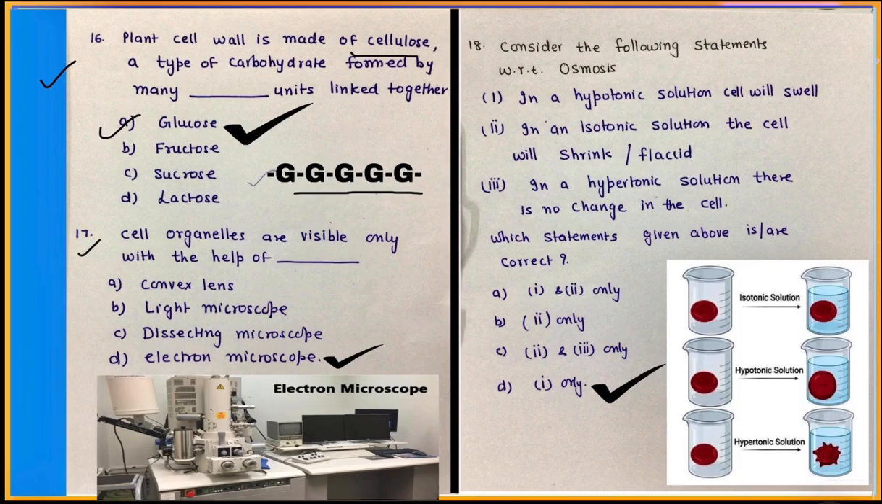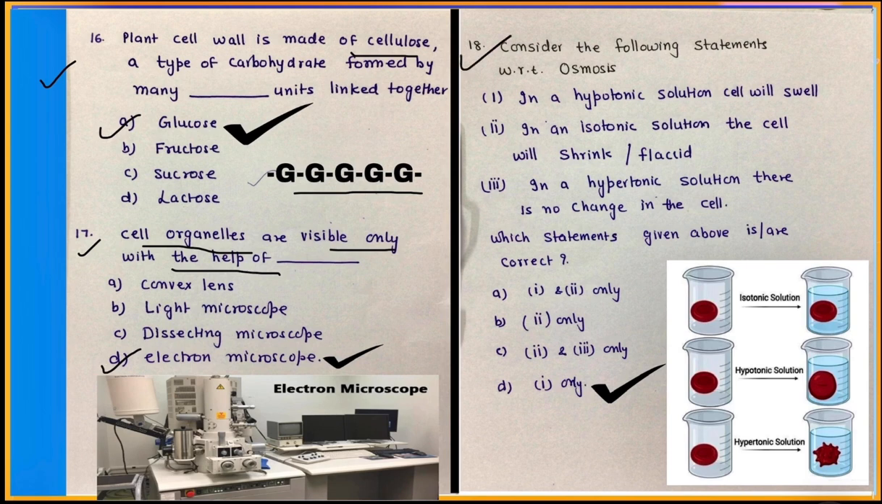Question number 17. Cell organelles. Cell organelles are the part of cells like mitochondria, chloroplasts, Golgi apparatus, ribosomes. They are all cell organelles. So cell organelles are visible only with the help of electron microscope. So here D is the correct answer.